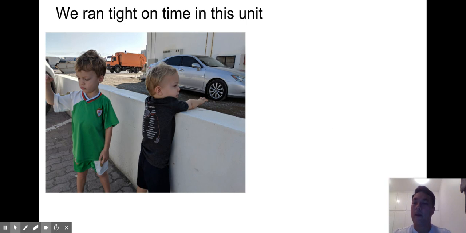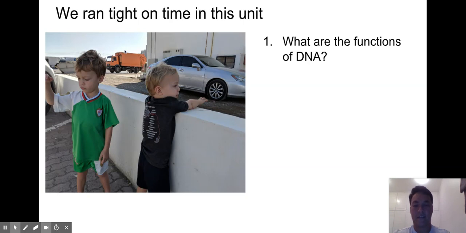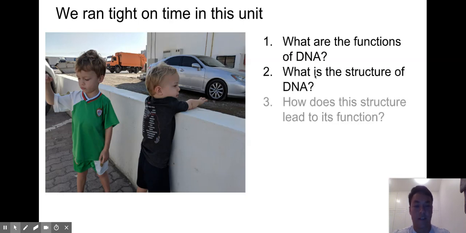Okay, we ran tight on DNA and RNA and ATP and nucleotides, etc. So this is just briefly covered, and I'll tell you exactly in class kind of what you need to know. So these are my kids, right? So how did I pass on my genes to them, right? Via DNA. And so what are the functions of DNA? What is the structure of DNA? And how does the structure lead to its function?